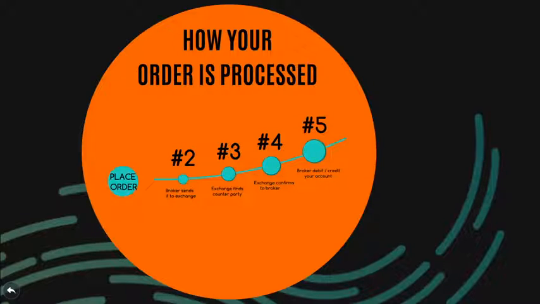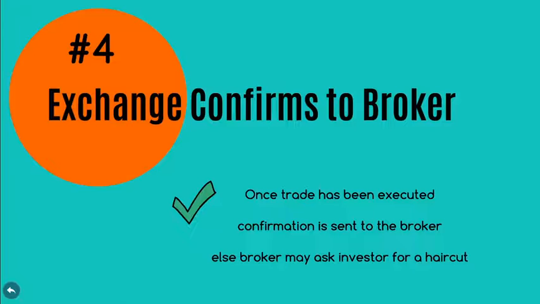Once a seller and a buyer are fixed, a price is agreed and finalized, upon which the exchange communicates to your broker that your order has been confirmed. This message is then passed on to you.